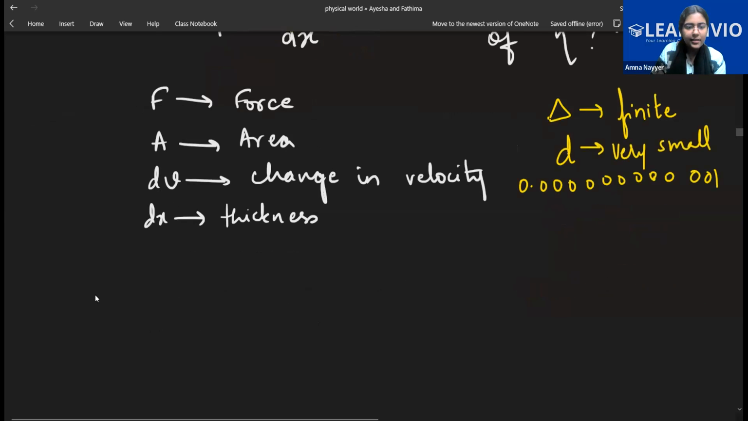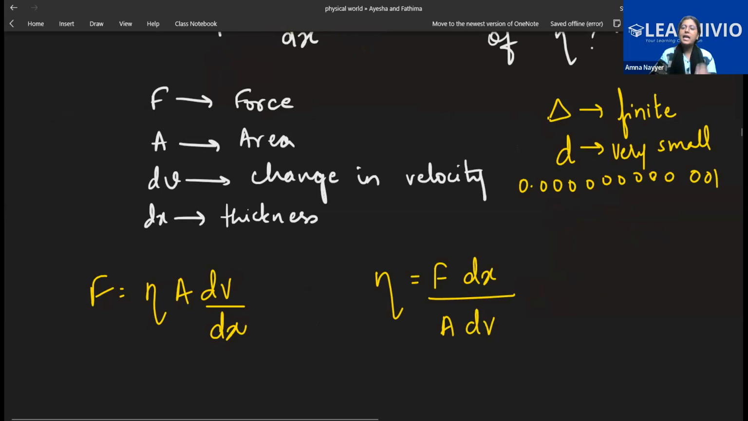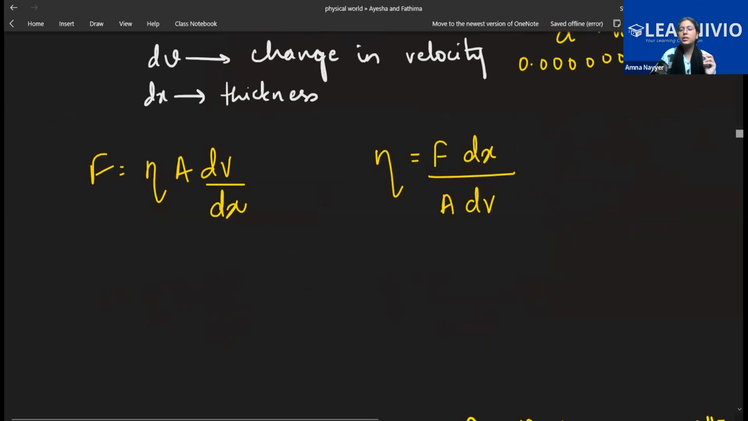So let's see, F is equal to eta A dV over dx. Now our task is to get the dimensions of the coefficient of viscosity. So like a normal equation, we'll shift all the variables here and there. Force was already here. We'll multiply it with distance. This thickness will go here, divided by area into dV. This will come in the denominator. Now our task is just to put the dimensions.